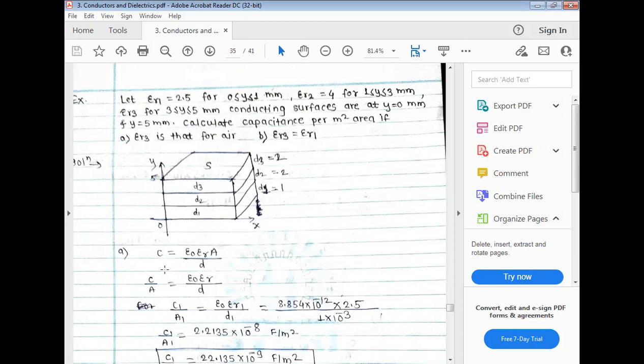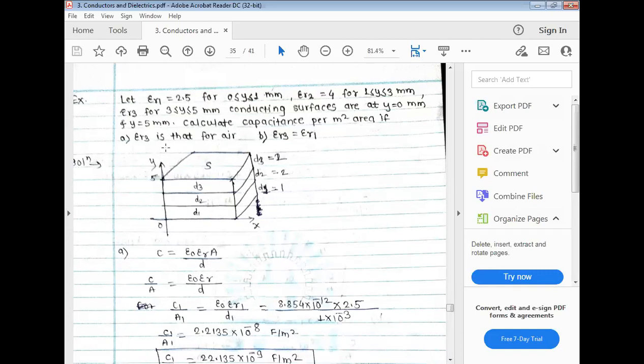Now, for a parallel plate capacitor, the formula is C is equal to epsilon 0 epsilon R into A divided by D, right? We have to find the capacitance per meter square area, so A is taken to the left side, and C upon A is equal to epsilon 0 epsilon R divided by D. Now we apply this formula for all three layers. First, for the first region, where the distance is d1, and d1 is equal to 1 mm, C1 divided by A1 is equal to epsilon 0 epsilon r1 divided by d1.